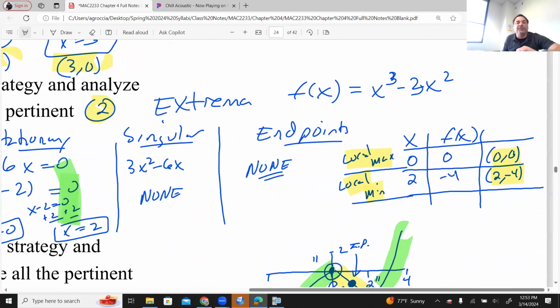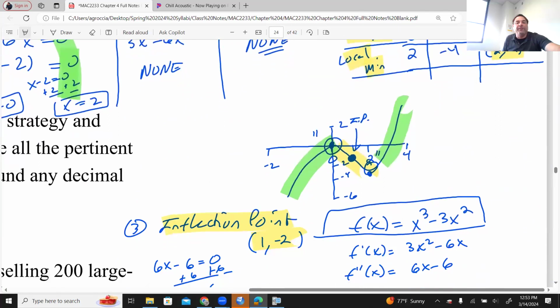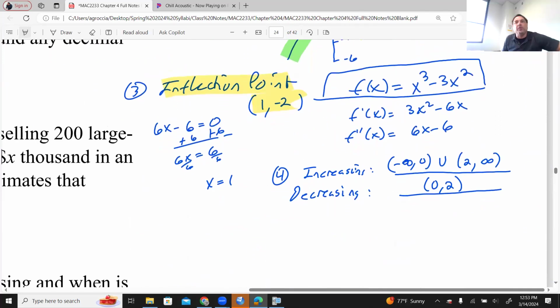Extrema: we have a local max at (0, 0) and a local min at (2, -4). We have an inflection point at (1, -2), and we know the graph is increasing from negative infinity to 0 and from 2 to infinity, and the graph is decreasing from 0 to 2. That's what I mean by analyzing a graph.